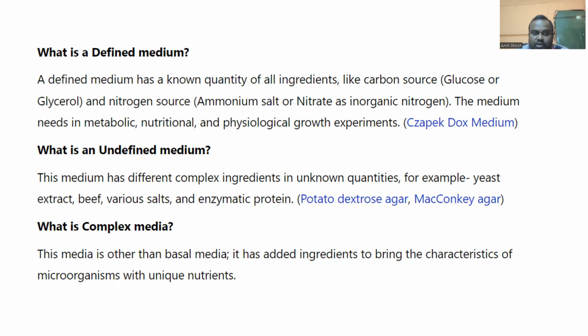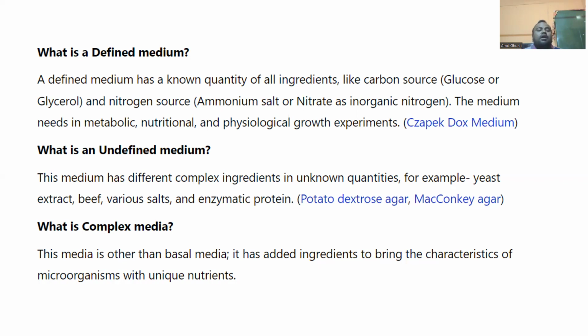I am repeating this one. A defined medium has a known quantity of all ingredients, everything is known, like a carbon source, for example glucose and glycerol, and a nitrogen source, for example ammonium salt or nitrate as an inorganic nitrogen. The medium is needed in metabolic, nutritional, and physiological growth experiments. What is an example of a defined medium? Czapek Dox medium.